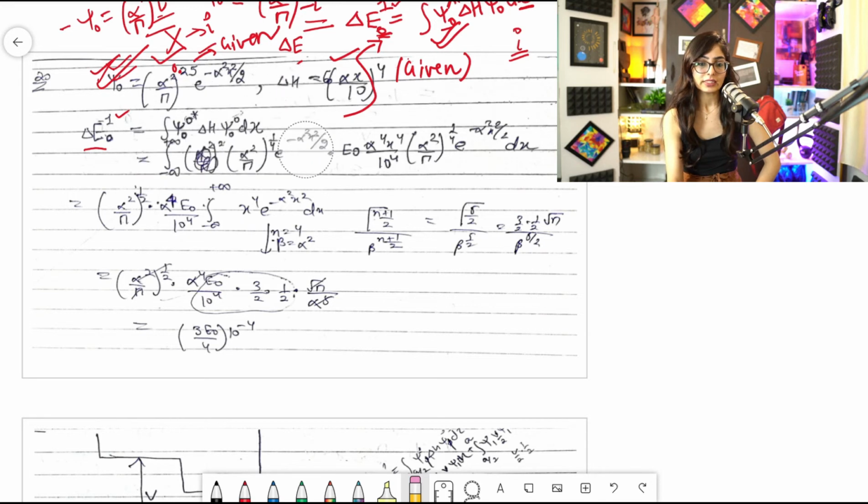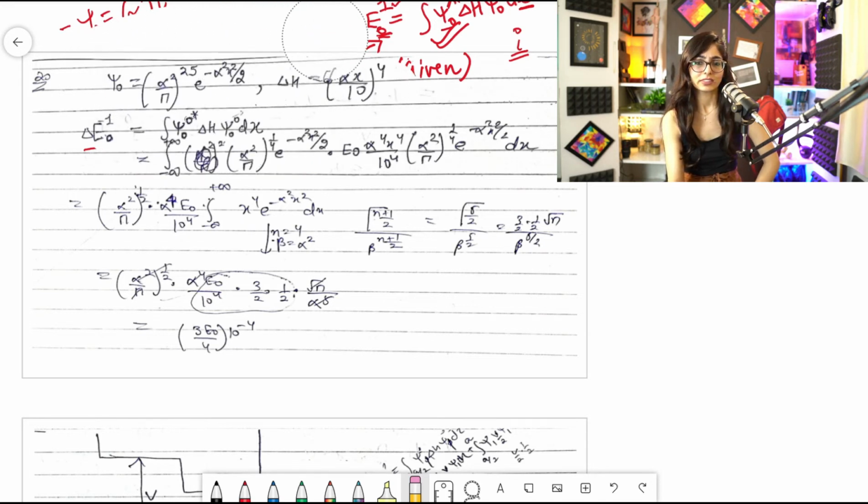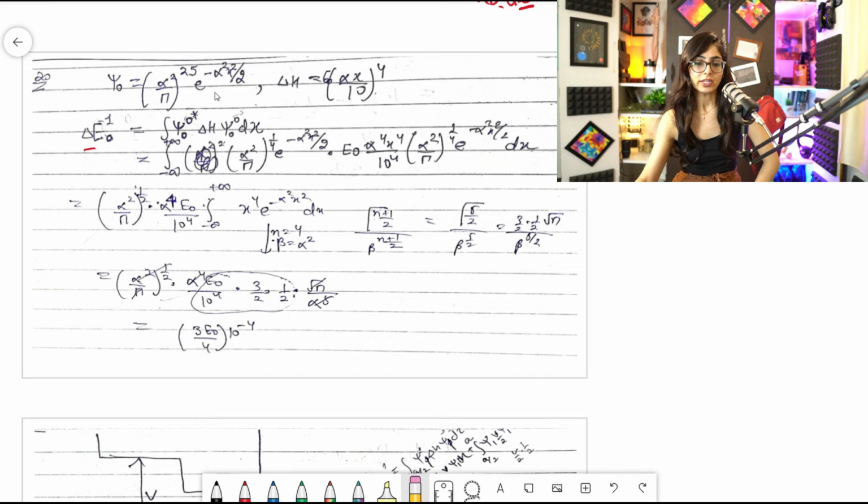So this thing is clear, and let me rub it off, it's very messy now. So now I have written down this psi naught value here. Clear? So this is the value, and then del H. Fine, this is the expression, that's how we write the perturbed part expression. So what is del H? Del H is E naught alpha x by 10 raised to power 4. This is what I have replaced the delta H with, the value which is given.